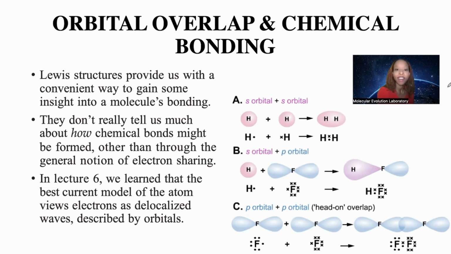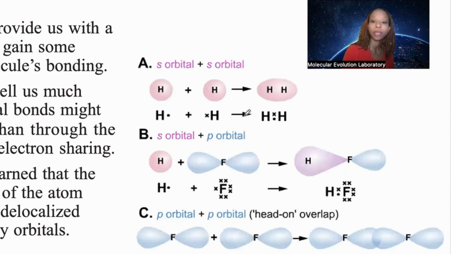Lewis structures provide us with a convenient way to gain some insight into a molecule's bonding. They don't really tell us much about how chemical bonds might be formed other than through the general notion of electron sharing. In lecture 6, we learned that the best current model of the atom views electrons as delocalized waves described by orbitals. And here you can see an s orbital overlapping with a p orbital in hydrogen fluoride, and the corresponding Lewis structure below.